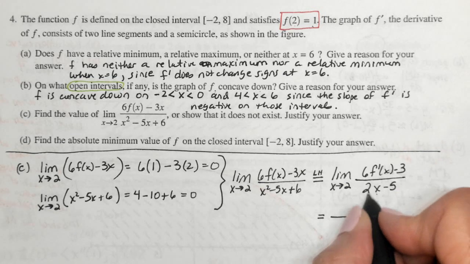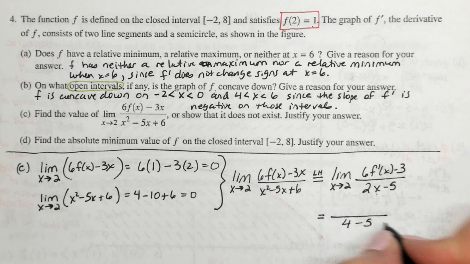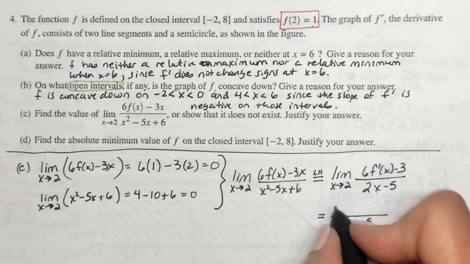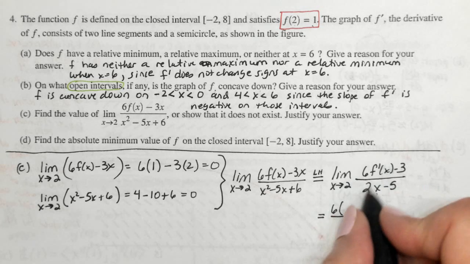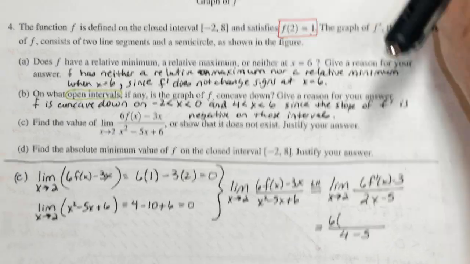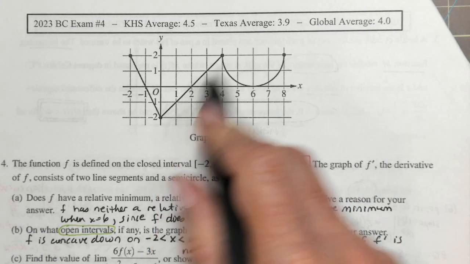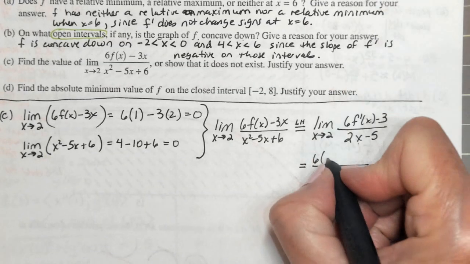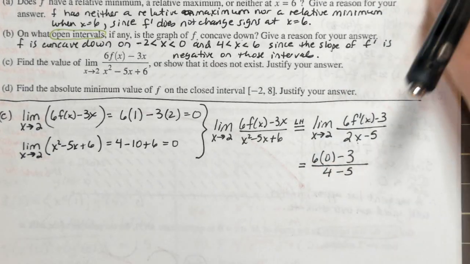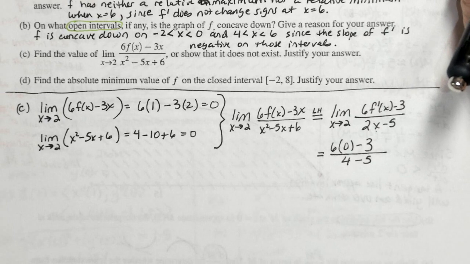I know on the bottom I'm going to have 4 minus 5. On top, I'm going to have 6 times f prime of 2. Here's the graph of f prime. What is f prime of 2? F prime of 2 is 0. And that's a safe stop spot. So I'm done.